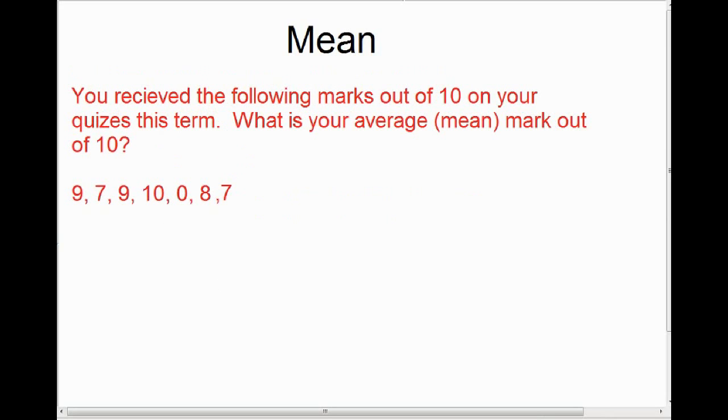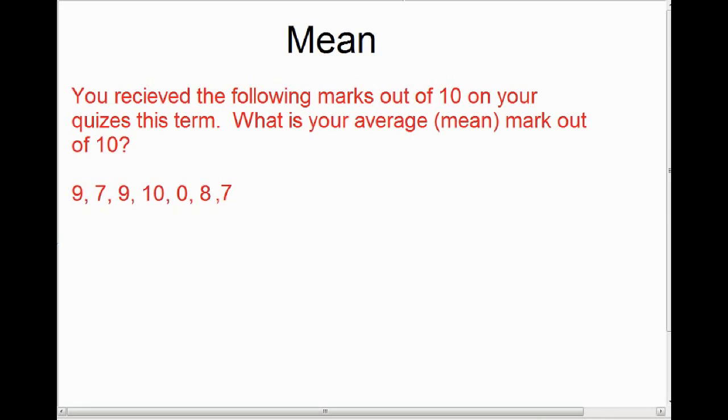So here's another practical application of calculating the average or the mean. Suppose over the course of a term you received the following marks out of 10 on each of your quizzes. And it's important to note here that each quiz was out of 10, so it was always out of the same number of marks. And the question is, well, what is your average or your mean mark?